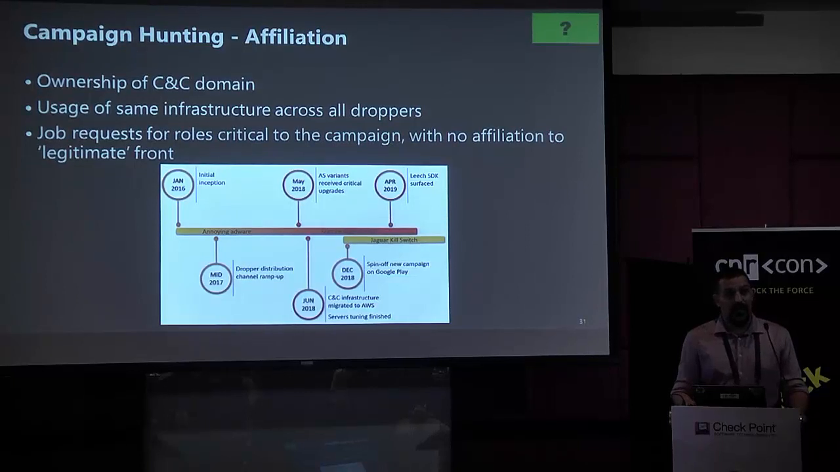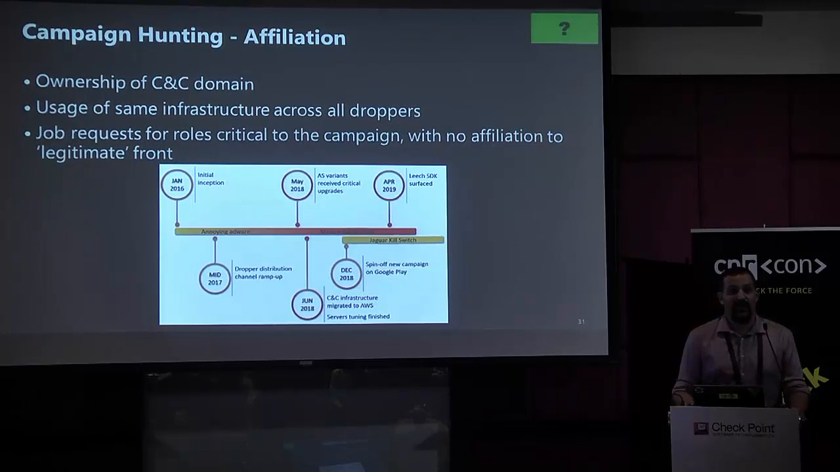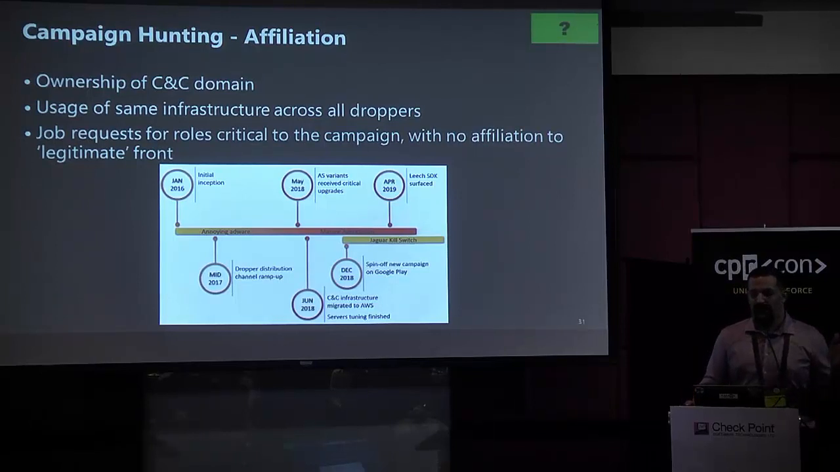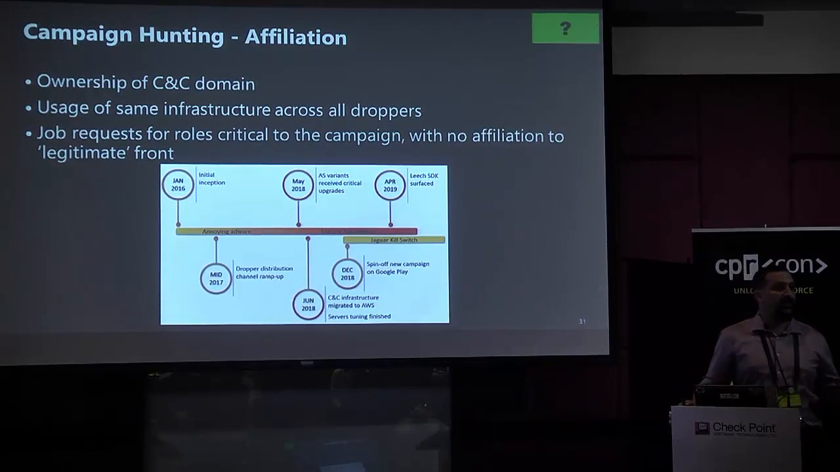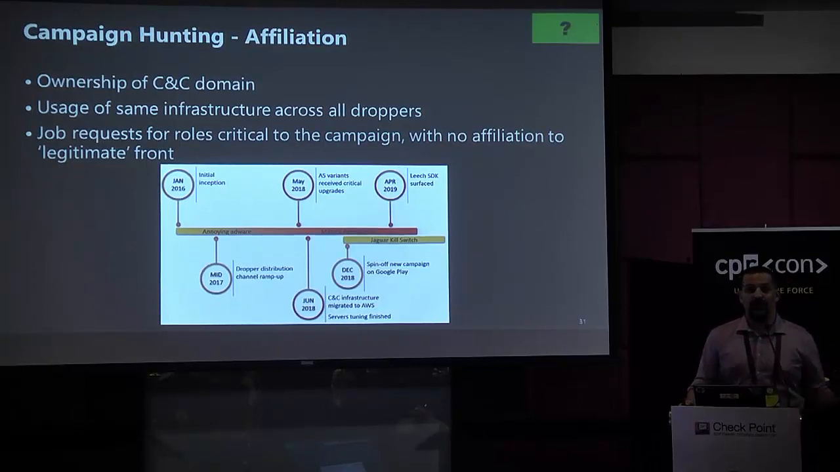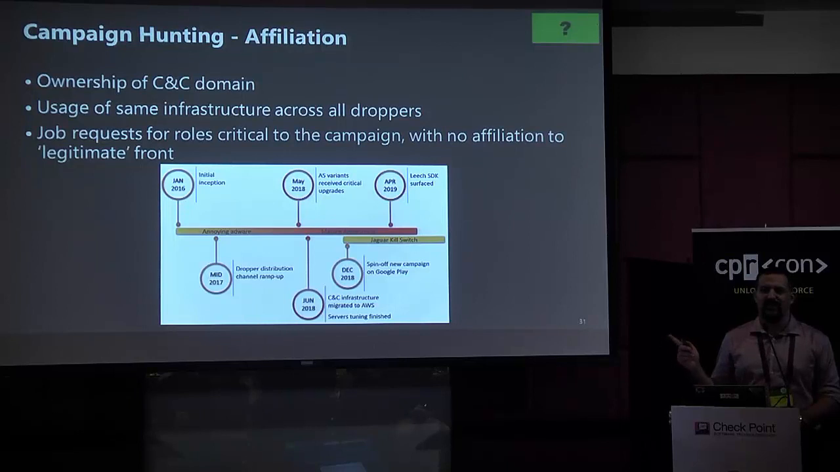But on top of that, we were able to attribute this campaign. And we started doing that by taking a look at a CNC domain. Luckily for us, the whois information was not anonymized, and that same infrastructure was used across all droppers. So all we did was dig into the whois information, and we found a specific company. We took a look at that company, and we found job offers that are critical for this particular campaign, but have nothing to do with the legitimate front of that company.